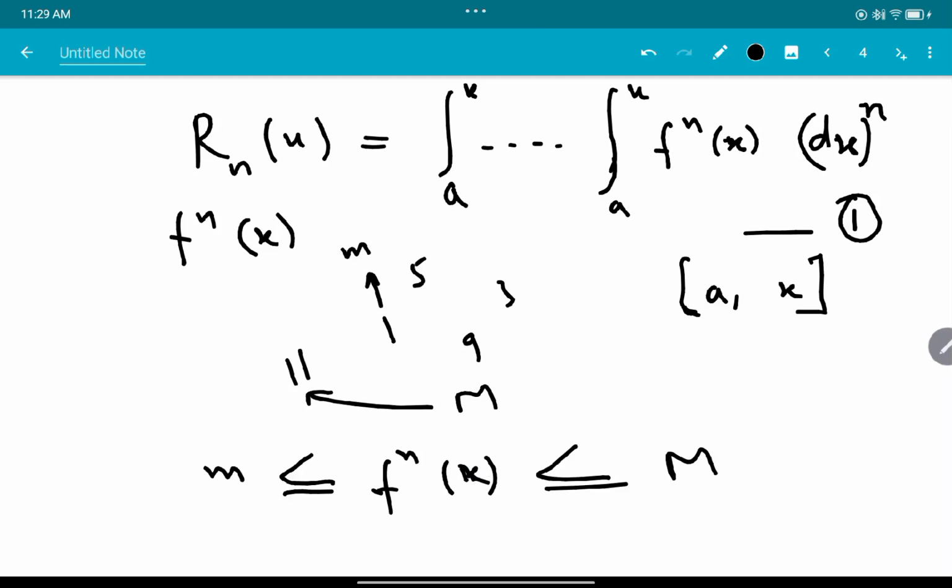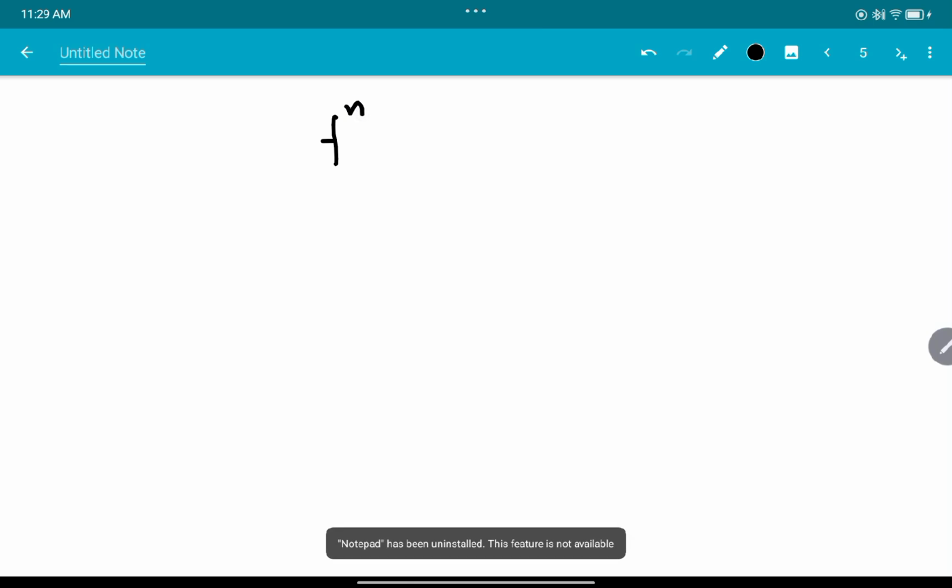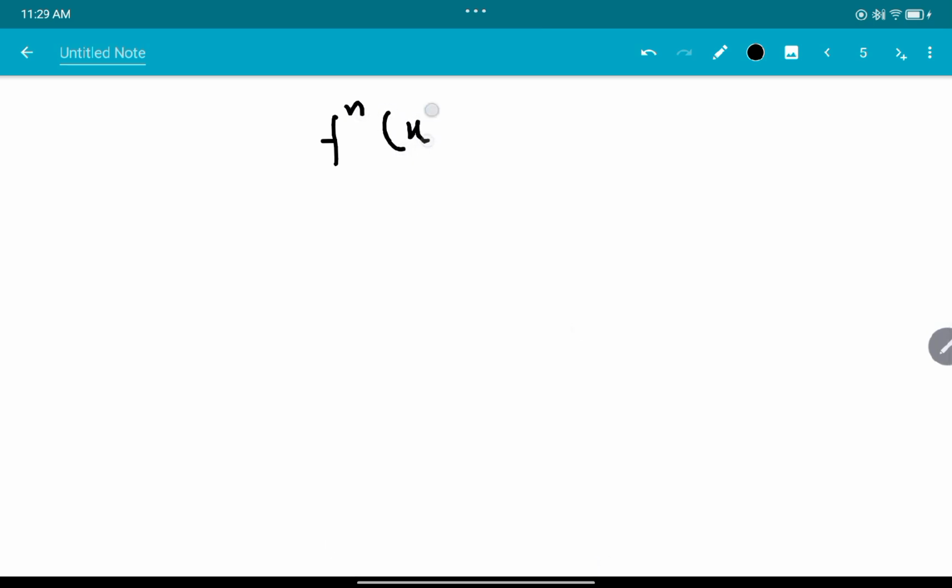Now, let's go first to this. We have seen how f^n(x) is greater than or equal to m and less than or equal to M. Small m is its least value in this interval a to x, and M is its highest value in the interval.